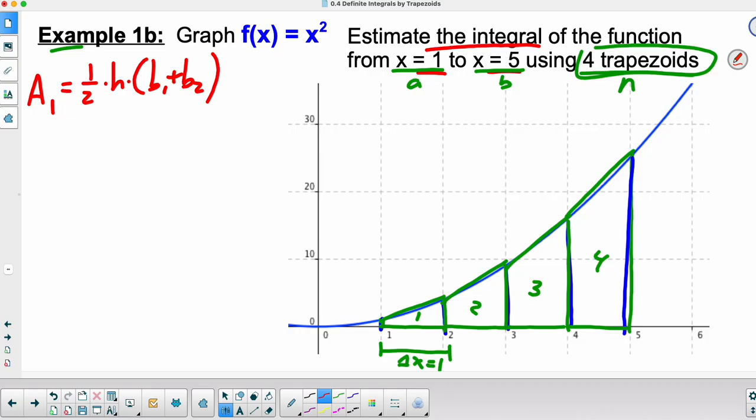Well, here's what we got to plug in. So this is the area of any trapezoid. Good. Let's plug in the first trapezoid. Well, first trapezoid, I have 1/2. But then what's my height though?